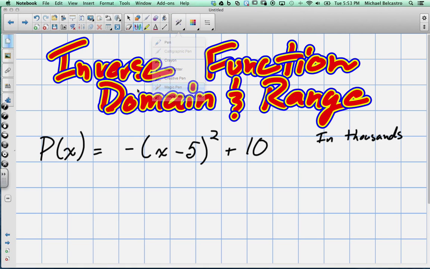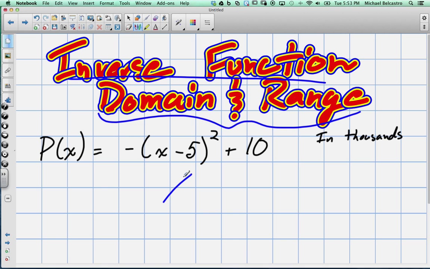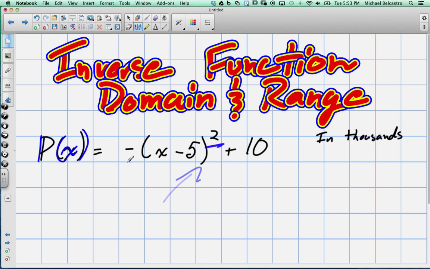We're going to look at inverse function domain and range. This time we're going to be looking at a quadratic function. I want you to think of this as a word problem again, and this is the profit in terms of the amount of units we produce. X is our units produced, P is our profit, and everything's going to be in thousands.